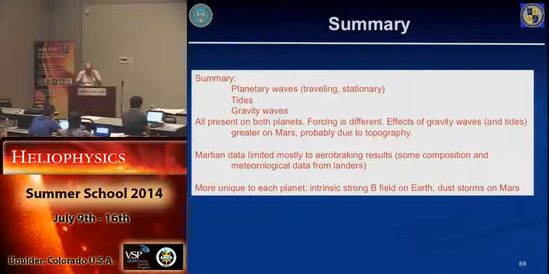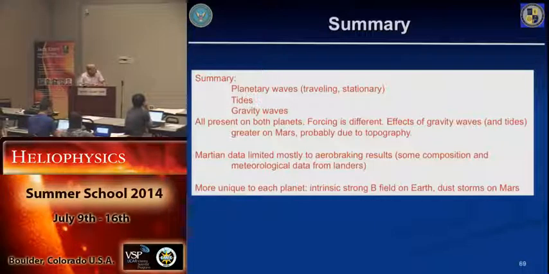We've looked at the 3 waves. They're all present on both planets, but the forcing is different. In general, the effects of gravity waves, I didn't get into it but tides as well, is greater on Mars, most likely due to the topography. Martian data is limited to the aerobraking, and we're going to get some composition and meteorological data, but the aerobraking can show us a lot. It can show us gravity wave variability, and it can show us tidal variability.